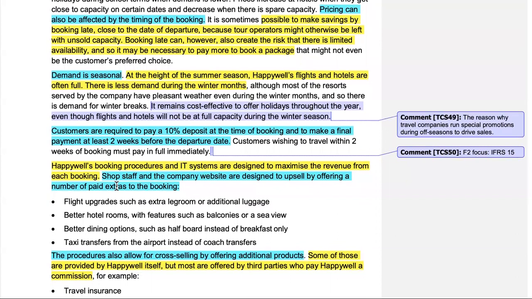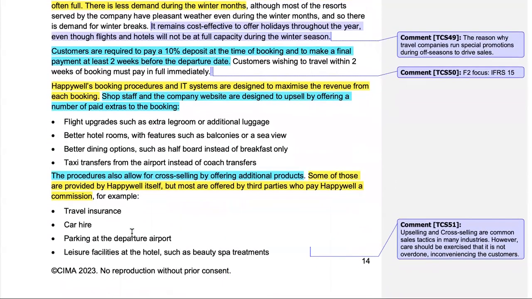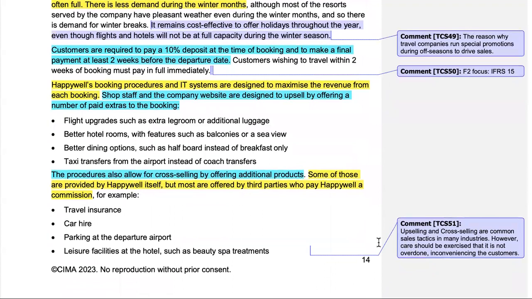And looking at the IT systems, they are designed to maximize the revenue from each booking. So shop staff and the company website are designed to upsell, and we follow procedures with regards to cross-selling. So we are involved with upselling and cross-selling activities. I've commented that upselling and cross-selling are common sales tactics in many industries. However, care should be exercised that it is not overdone. If it is, it will lead to inconveniencing our customers.